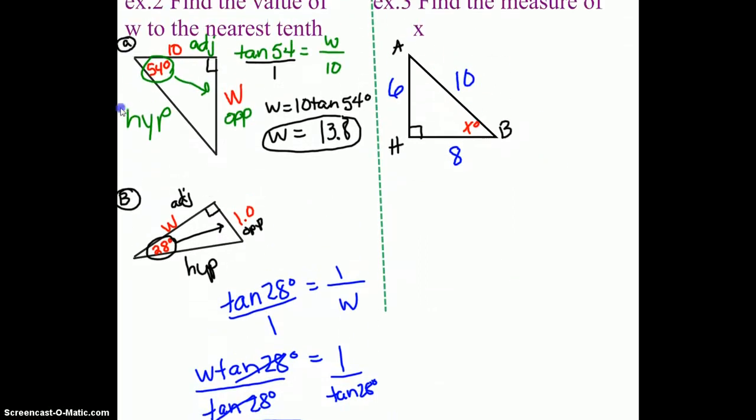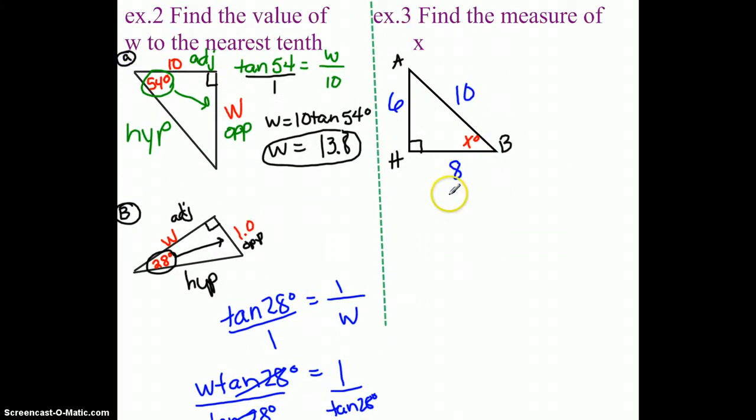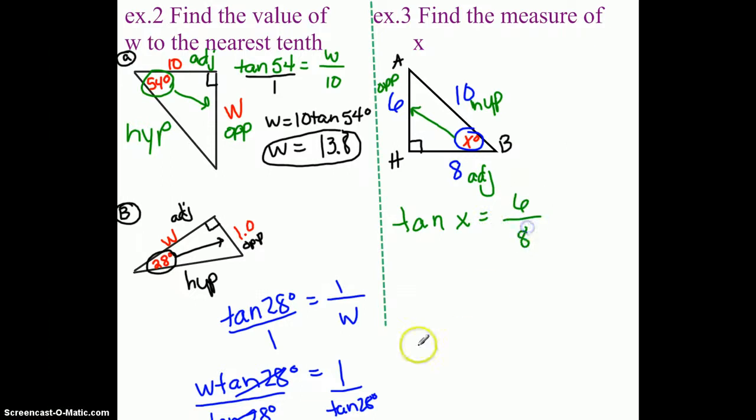Okay, let's go back to this one. This one says they want us to find the measure of x. They want us to find this angle here. So if I went through and looked at this, this side is opposite, this side would be adjacent, and this side right here would be hypotenuse. Now since our focus is on tangent, we need to work on that. So tangent of x is opposite over adjacent.